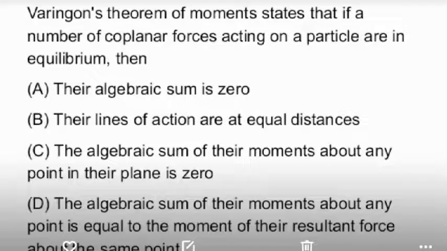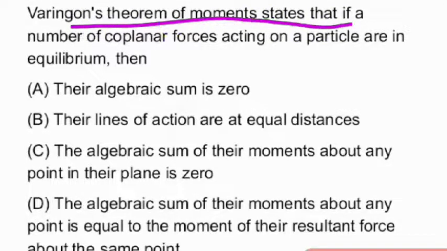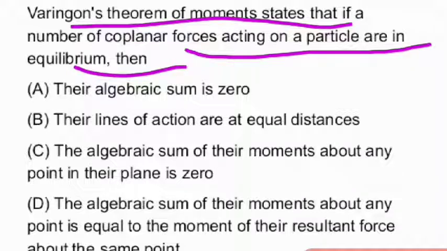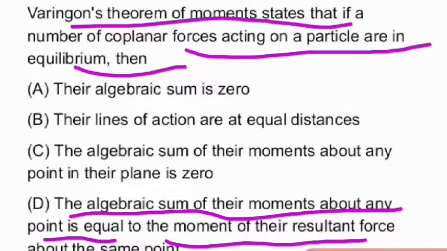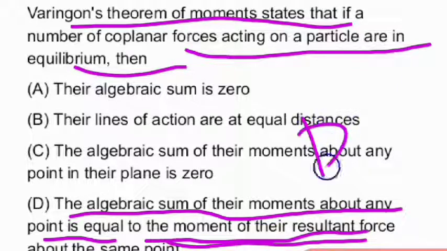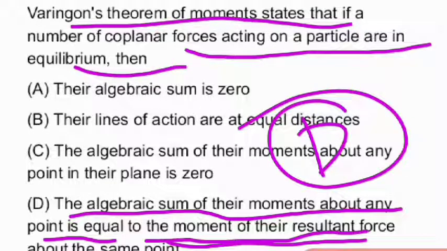Next question is, Varignon's theorem of moments states that if a number of coplanar forces acting on a particle are in equilibrium, then the algebraic sum of their moments about any point is equal to the moment of the resultant force about the same point. So according to Varignon's theorem, the algebraic sum of their moments about any point is equal to the moment of their resultant force about the same point. That is, option D is the right answer, Varignon's theorem.